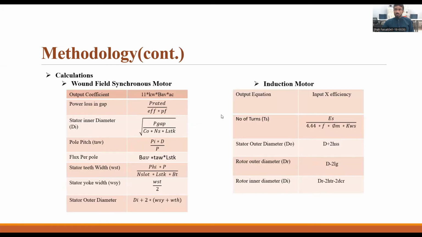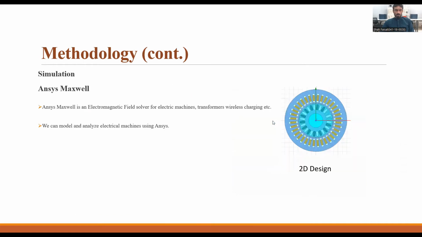In calculations, we used these formulas for the design parameters: coefficients, power loss in gap, stator inner diameter, pole pitch, flux per pole, stator teeth weight, and so on. These are the equations we used for wound field synchronous motors, and these are the equations we used for induction motors.